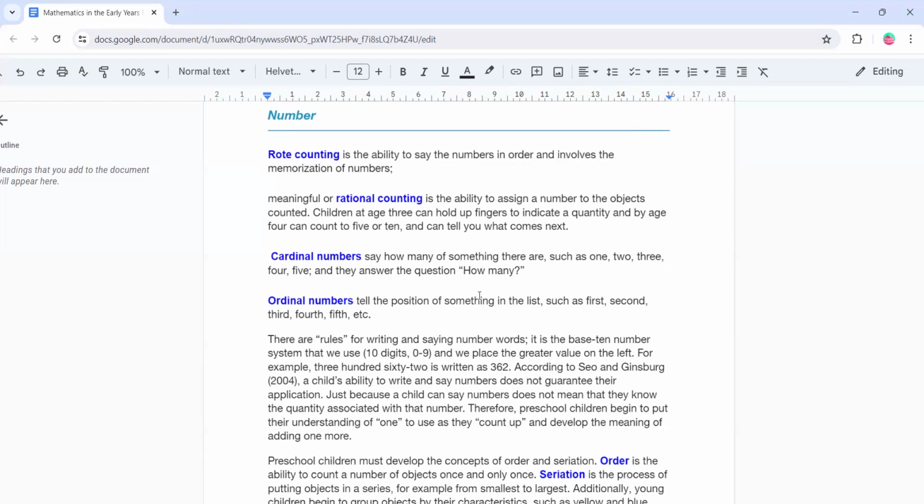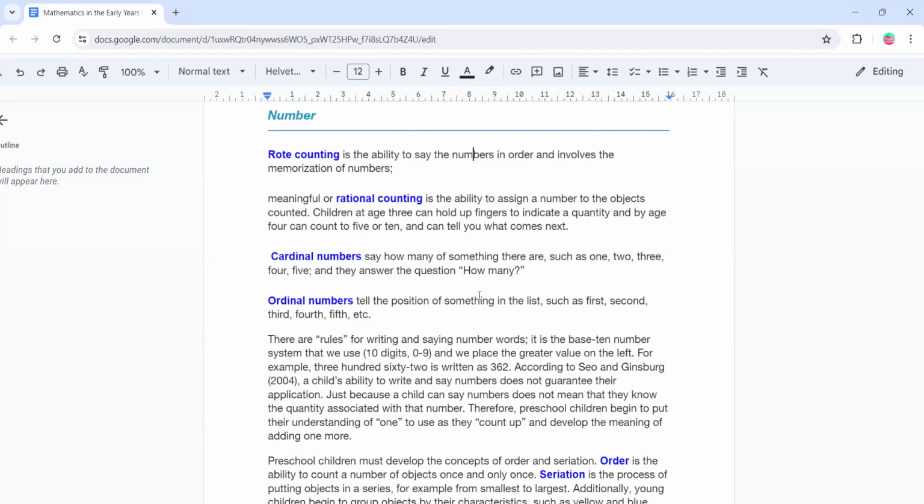According to Copley and Ginsburg, a child's ability to write and say numbers does not guarantee their application. Just because a child can say numbers does not mean that they know the quantity associated with the number. Therefore, preschool children begin to put their understanding of one to use as they count up and develop the meaning of adding one more. So I think you got the understanding.